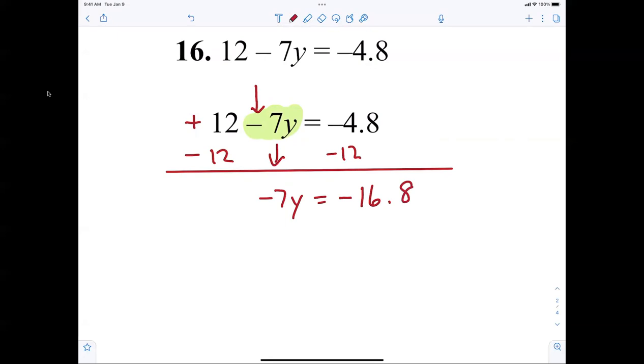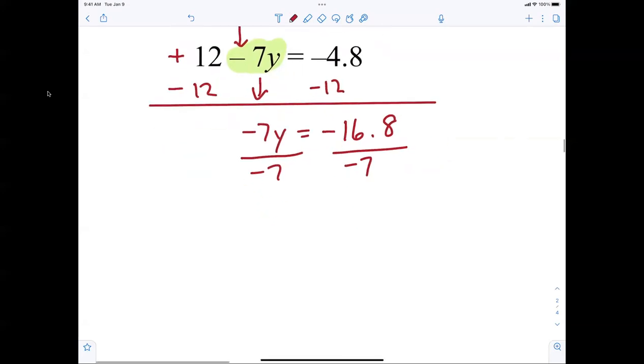Then you're going to divide by 7. Divide by what? 7, -7, -7. So now, listen, negative divided by negative is a positive. All right, now we're doing the mental math here. 7 goes into 16 twice. How many left over? 2. So now 7 goes into 28.